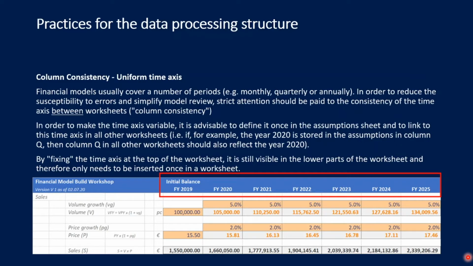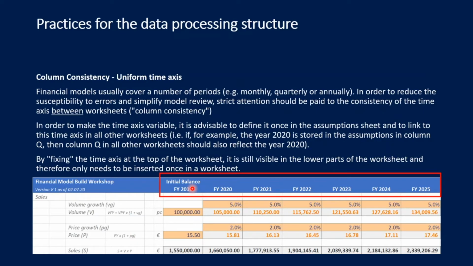Typical financial models consist of several sheets, and it is extremely important that they are consistent concerning the columns, so that they have a uniform time axis. What does that mean? Let us have a look. Here we have column A, B, C, D, E, F, and the time axis starts with column G, H, I, J, and so on and so forth.